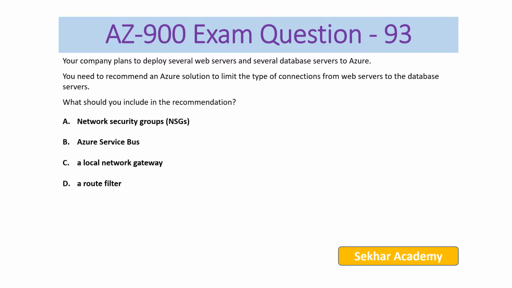The options we have: A, network security groups, B, Azure service bus, C, a local network gateway, and D, a route filter. The right answer is A, network security groups.